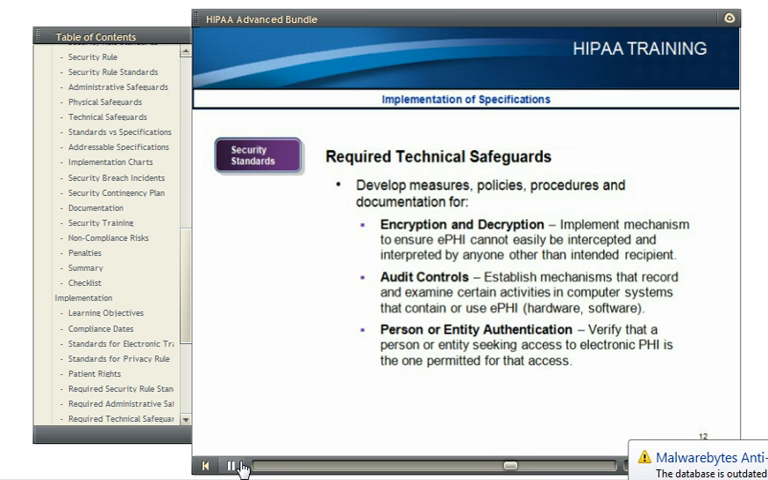Audit controls. Establish mechanisms that record and examine certain activities in computer systems that contain or use ePHI, hardware, software. Person or entity authentication. Verify that a person or entity seeking access to electronic PHI is the one permitted for that access.